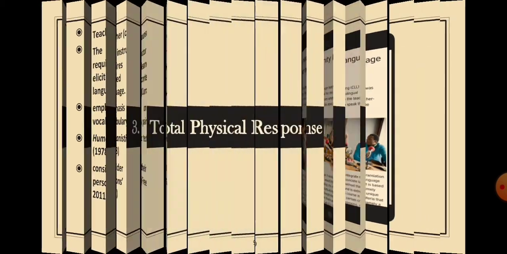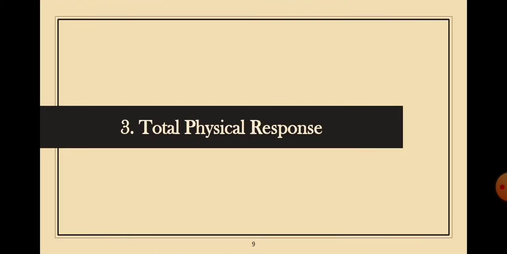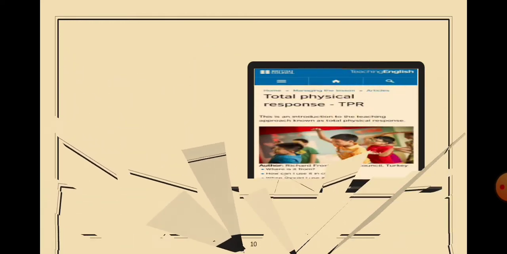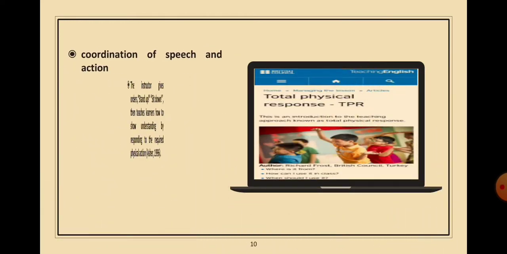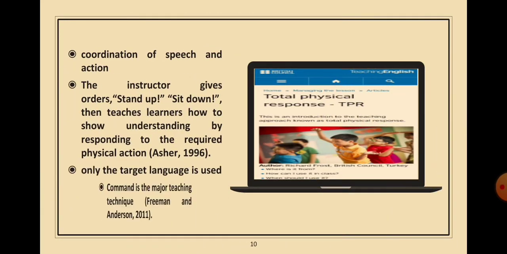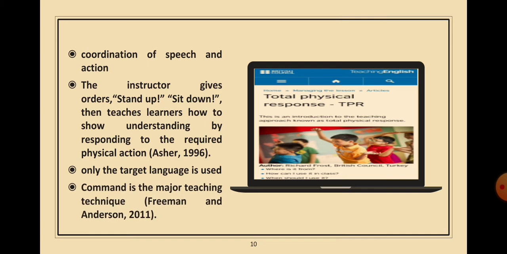Next is the total physical response. James Asher based this method on the process of how children acquire their first language. Of course, the child will not automatically be able to produce the words, but the child will first observe his or her environment and comprehend the words through physical action as response.